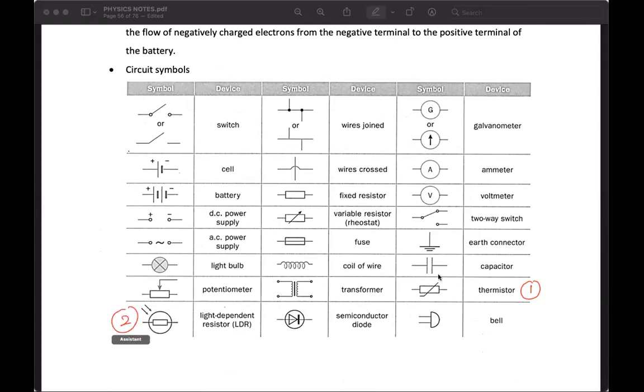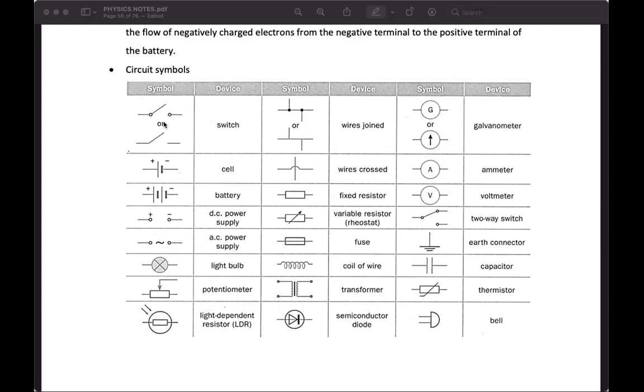Okay, so the greater the heat, the lower the resistance, then current will flow through, then the circuit will work. Same thing, the greater the light, the lower the resistance, then current can flow through, then the circuit will work. Is that clear? Okay, so let me just go through this diagram with all of you.